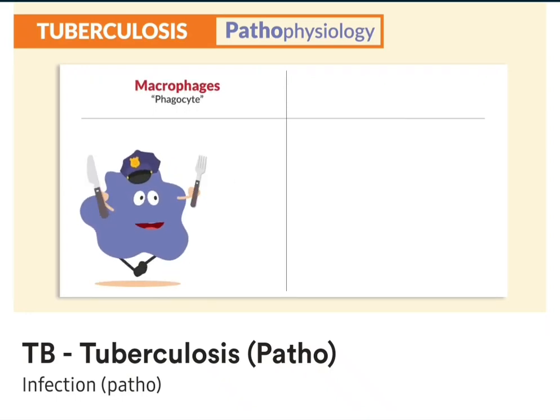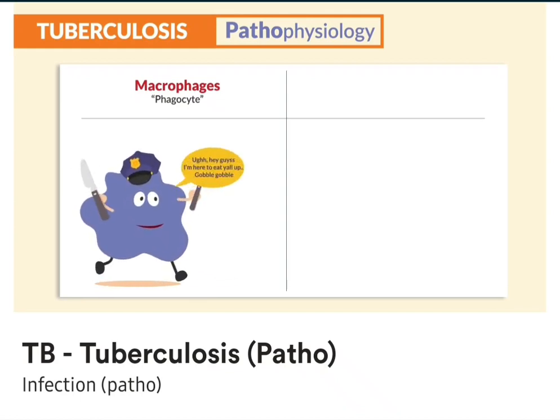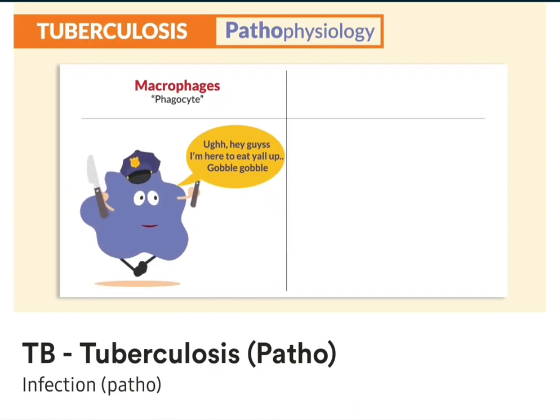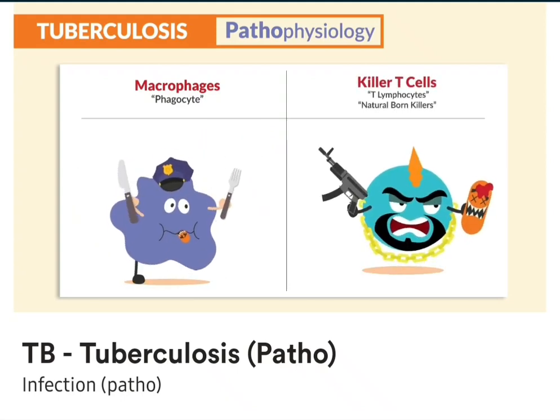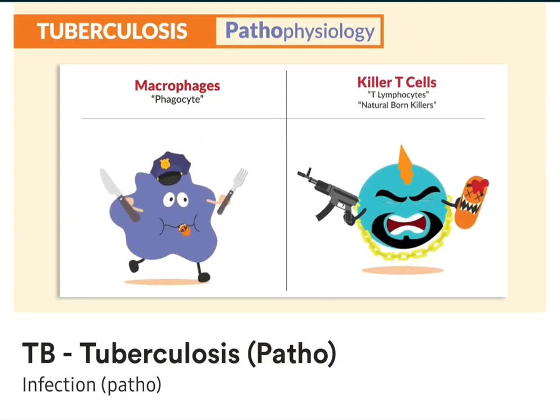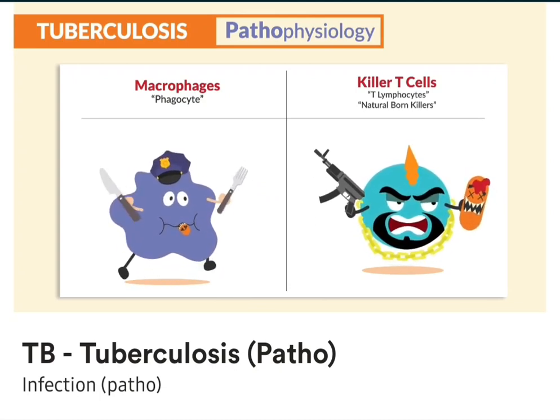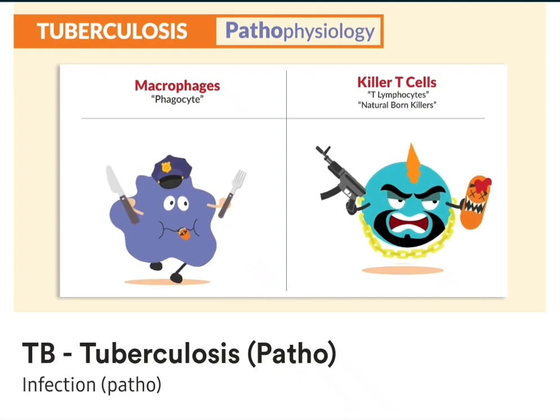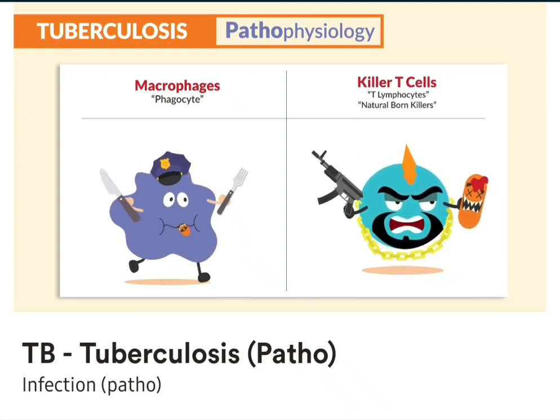So the macrophages typically gobble up the bad guys, kind of like a chubby cop. They love eating up every bad thing. They say, hey guys, I'm just here to gobble up stuff. Yeah, give them to me. And the killer T cells, also called the T lymphocytes, or natural-born killers, my favorite name, but we call him the Mr. T cell from the A squad, who says, I pity the fool who invades the body.